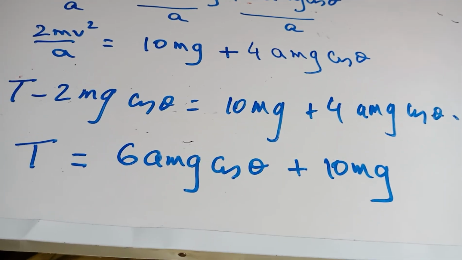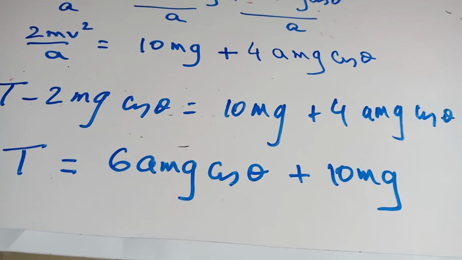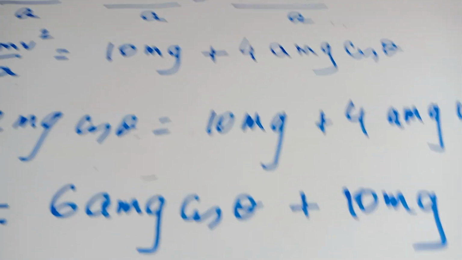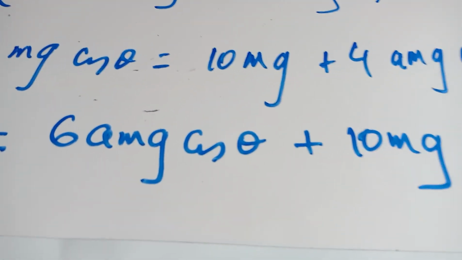Now I'm leaving the rest up to you. You only have to put theta, first of all, 0 for this level, and then you will put theta equal to 180 degrees. So you will get two extreme values of this tension.